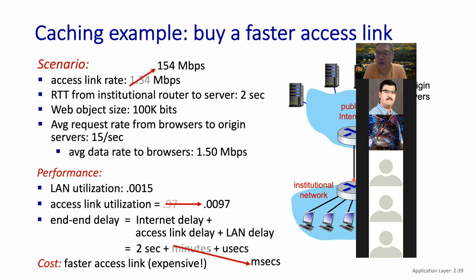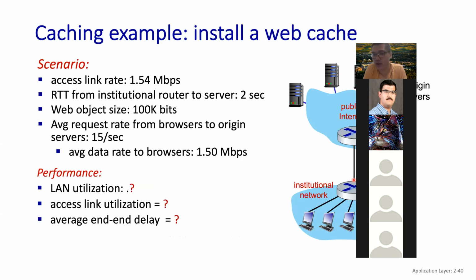Then what is the solution? The solution is just what we discussed. Let's use caching. If we have a cache web server or proxy server here, and sometimes the content from the public internet has already been cached in this server, that means some users do not need to go to the public internet server, right? That will relieve the access link's utilization here.